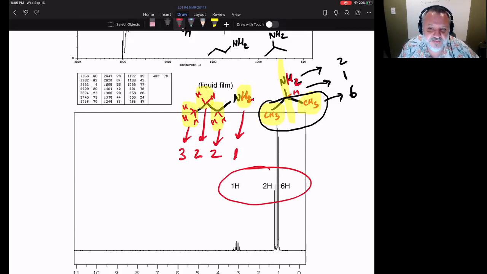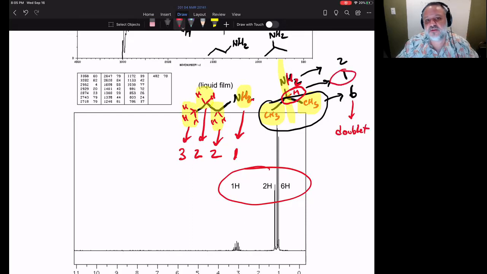Let's just verify splitting and then we'll be done. Okay. The 6 would get split by this hydrogen. So the 6 should be a doublet. 1 plus 1 is 2. What should this one be? Now, here's a little secret. Hydrogens on heteroatoms do not split, nor do they become split. So what does that mean? That means we don't even have to look.